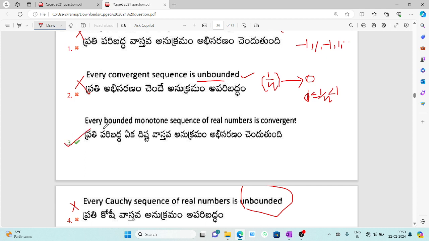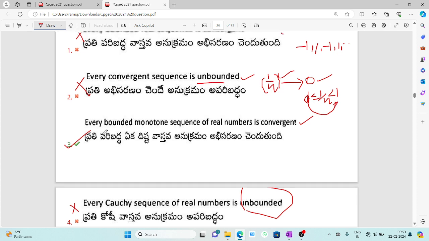He is saying that every bounded monotonic sequence of real numbers is convergent. That's correct, because if you take 1/n as an example for this statement, it converges to 0, it is bounded, and it is monotonic because it is monotonically decreasing from 1 to 0. So it is monotonic and bounded.